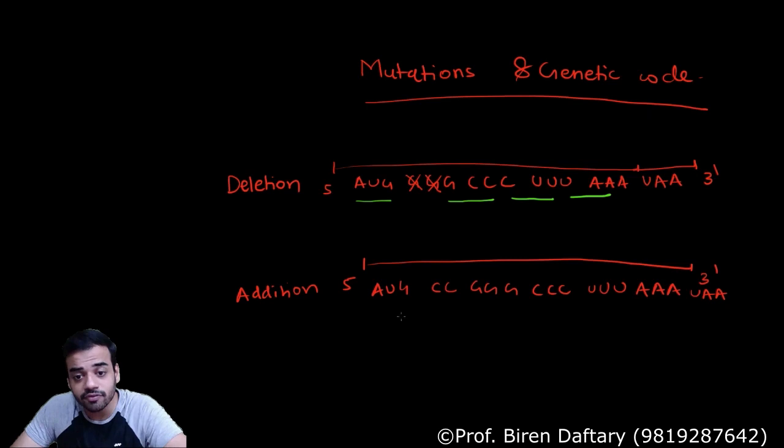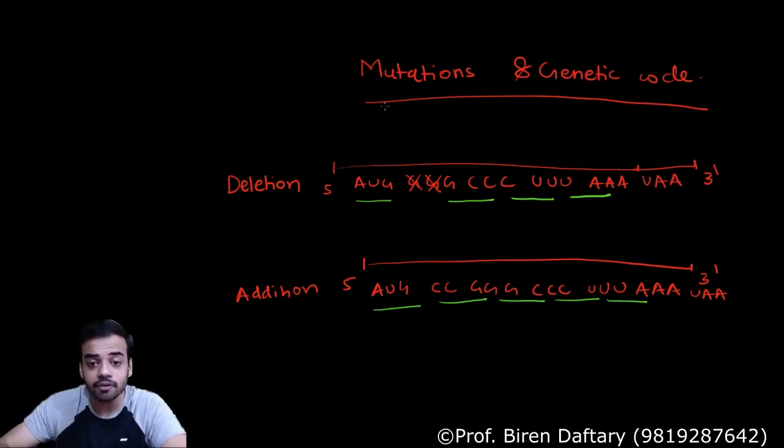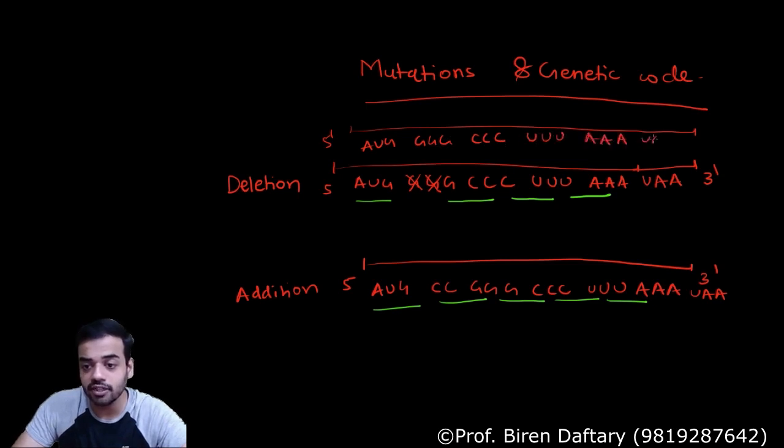Again there is a frame shift. How will there be a frame shift? Just see, AUG will be the first thing. Then next will be CCG, third will be GGC, fourth will be CCU, UUA, and so on. So again the frame has shifted. What was the original frame? The original sequence of the mRNA was AUG, GGG, CCC, UUU, AAA, and UAA.